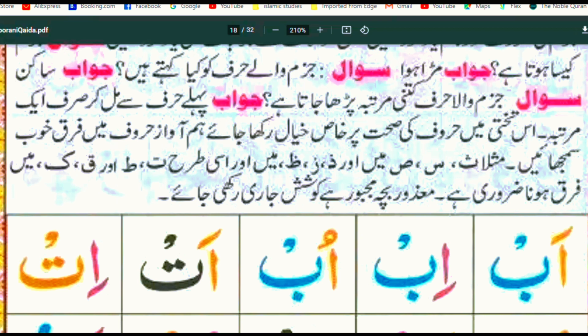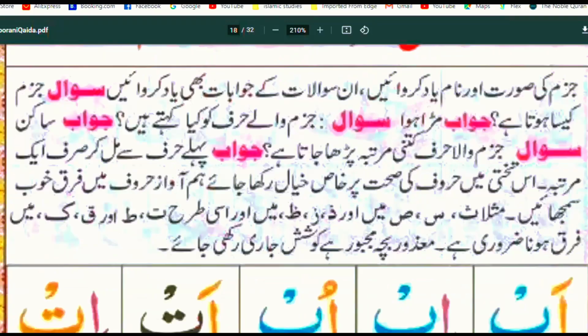First time Hamza with zabar, and second time again consider it a Hamza with zair, and then third time consider it Hamza with a pesh. Okay, so if you find somewhere that they have given one letter three different harakat, consider that one letter as three letters. Clear? Ji. Because one letter at the same time cannot carry more than one harakat.